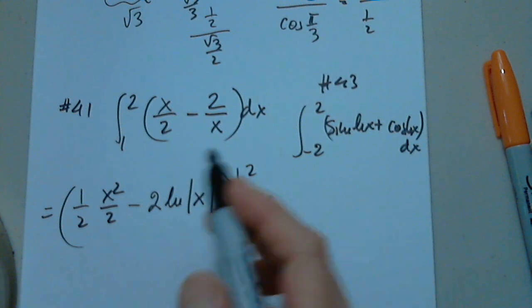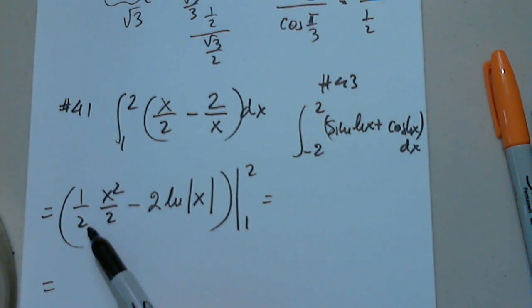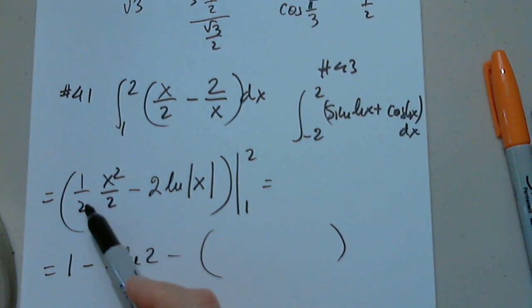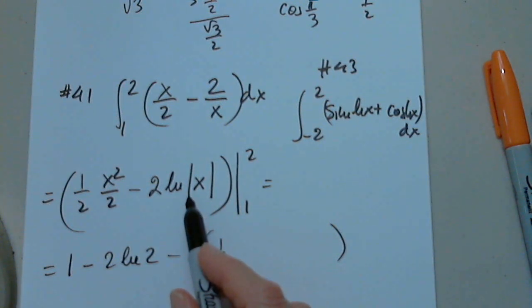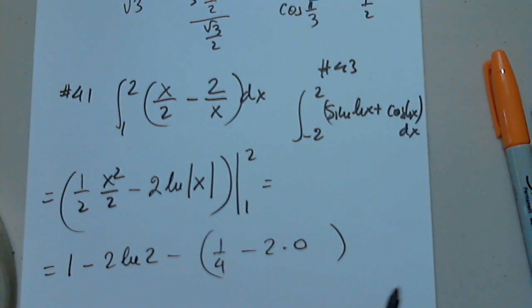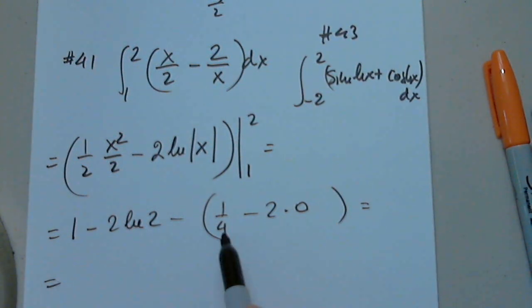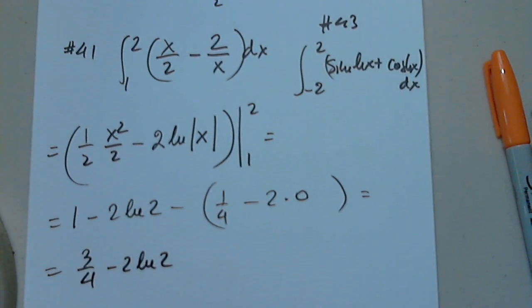So now I will plug in 2. So I have 4 over 2, which is 2, times 1/2, which is 1, minus 2 natural log 2, minus, don't forget to put parentheses. And when I plug in 1, I have 1/4. When I plug in 1, I get 0. So minus 2 times 0. So the final simplified form will be 1 minus 1/4, which is 3/4, minus 2 natural log 2.